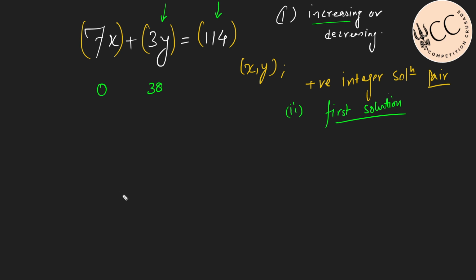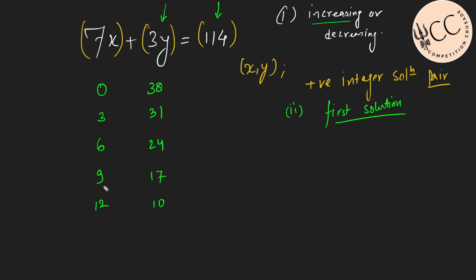How many more solution pairs can we get? We can practically get infinite solution pairs, and how, I will tell you. Now the next solution pair will be 3 and 31. The next solution pair will be 6 and 24. The next will be 9 and 17. Obviously, I'm not doing it from my memory. The next one will be 12 and 10.